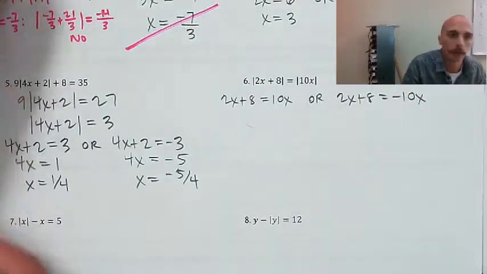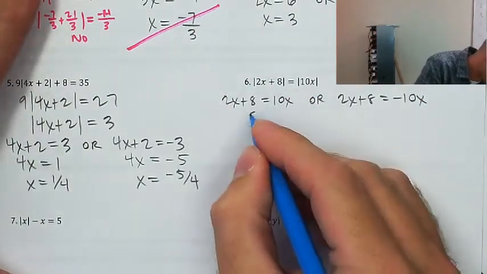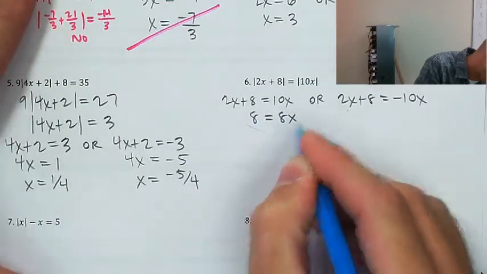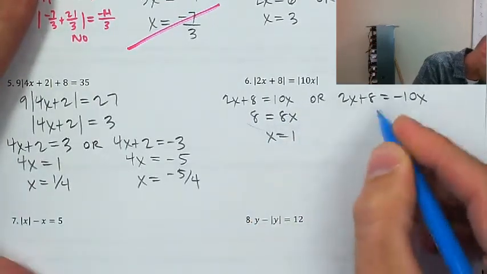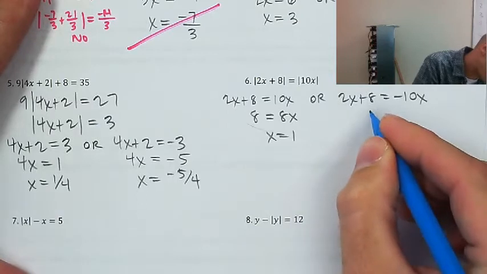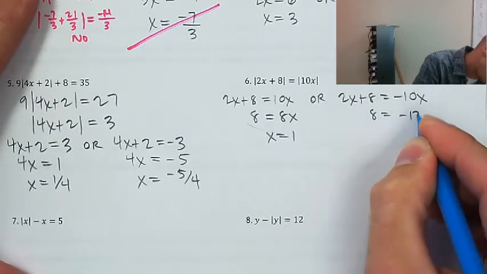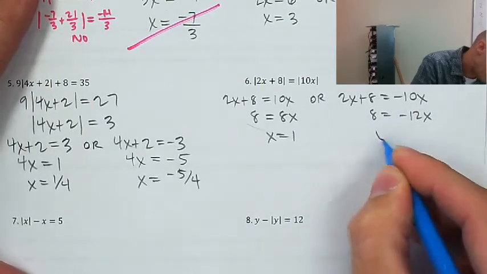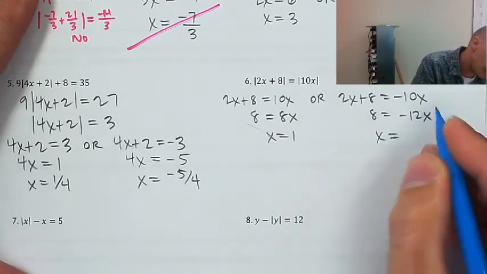And from here, we're just going to solve the same way. I'm going to subtract 2x from both sides. Get x equals 1. And now I'm going to subtract 2x from both sides, and I'd get 8 equals negative 12x. And then I'm going to take x equals 8 divided by negative 12.